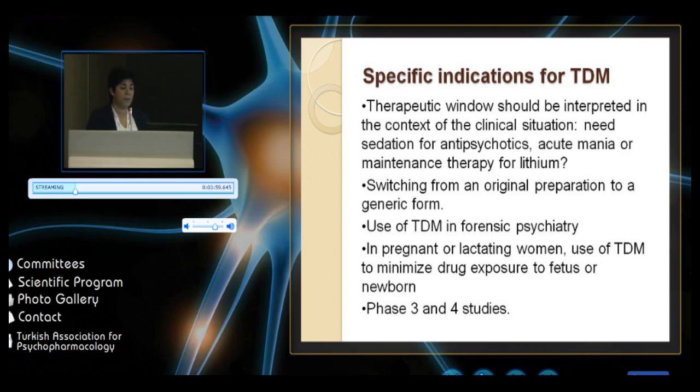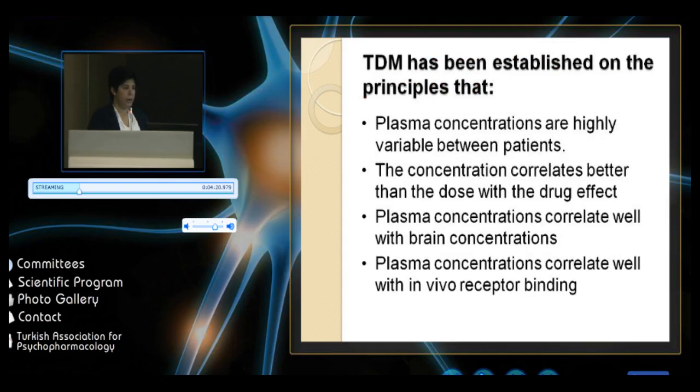Of course, the drugs run their bioequivalence studies. However, in the clinic, we see that the original preparation and the generic forms are not always the same. For example, fluoxetine 40 milligrams is fully efficacious. However, the other generic form is not as efficacious because the plasma concentration levels are different. And of course, in phase 3 studies, we also benefit from TDM.